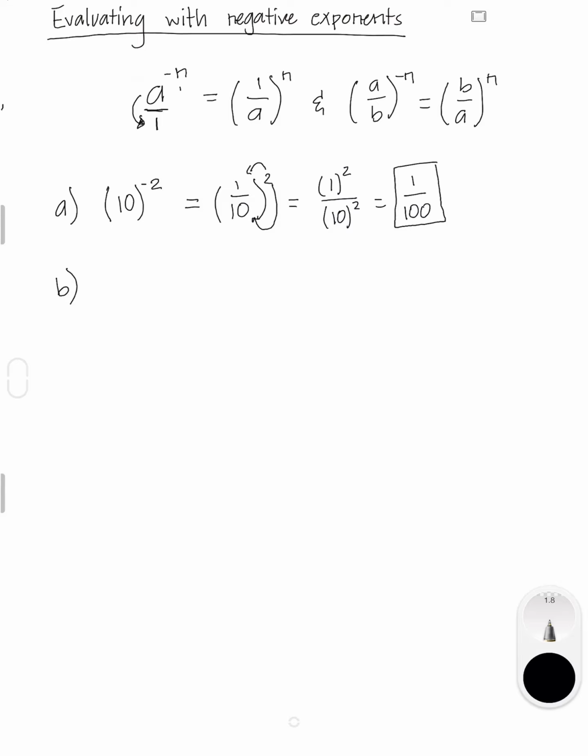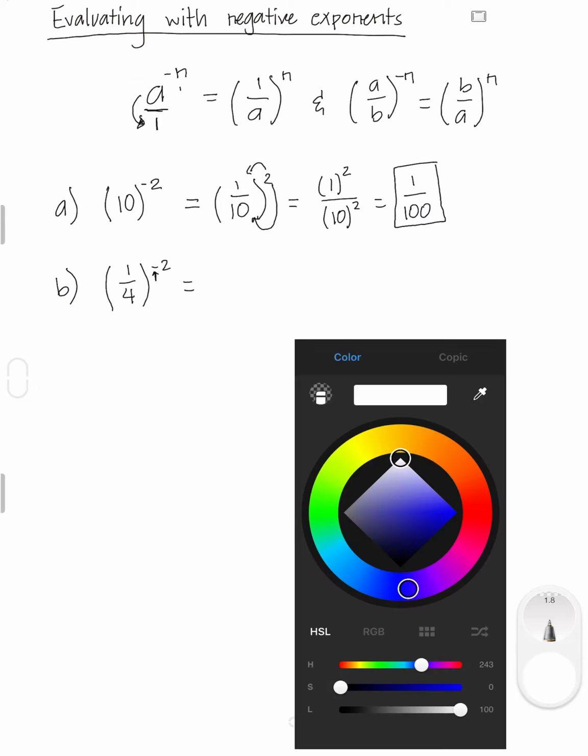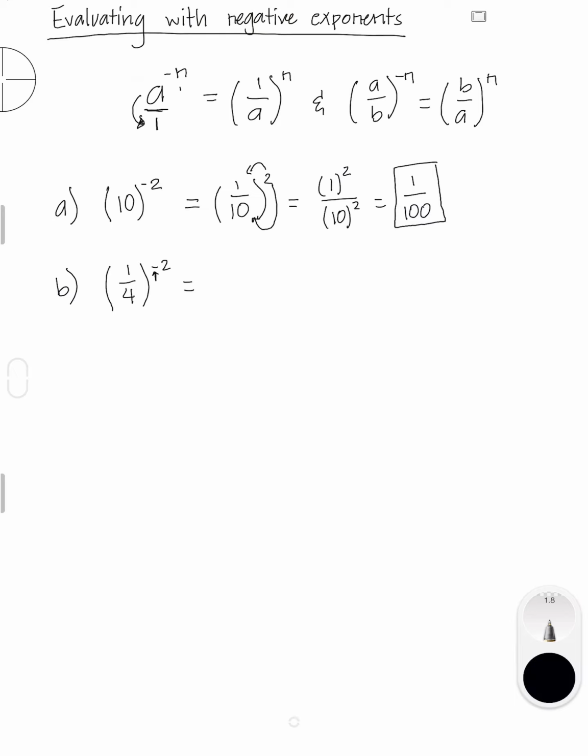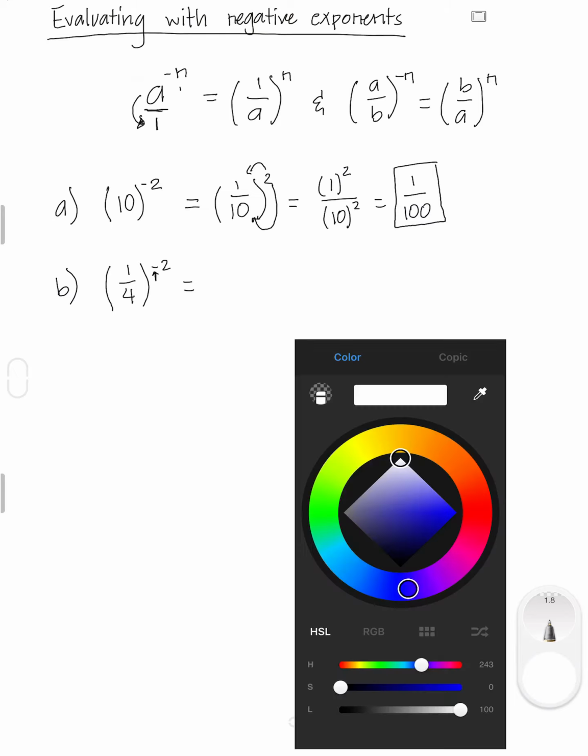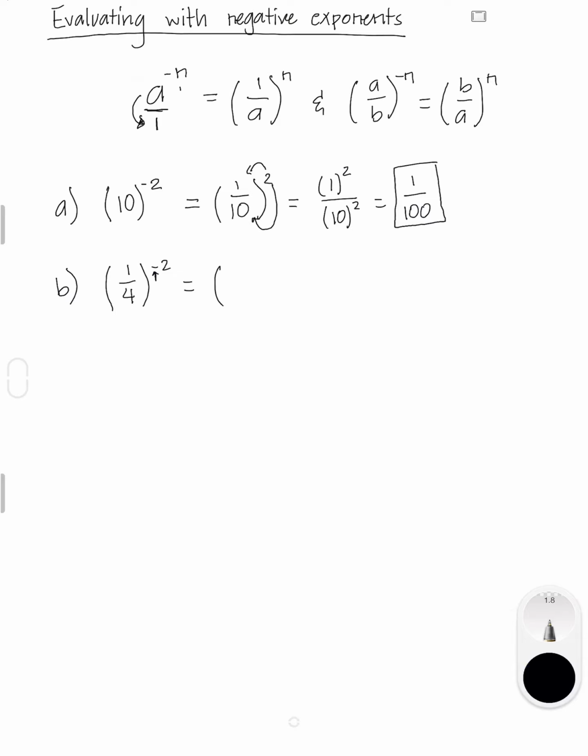Let's go over another example. We have 1 over 4 to the negative 2. So again, this negative is telling us that the 1 and the 4 are in the wrong place. So we're going to have 4 over 1 to the positive 2. Okay. Now this will be 4 to the second power, and then over 1 to the second power. This will be 16 over 1, which is 16.